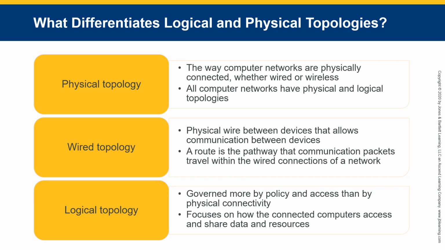Now, wire topology is the physical wires between the devices, and a route is the pathway that the communication packets travel within the wire connection. So those are some things you're going to have to look at there. Logical topologies are governed by policies such as ACLs, routes, VLAN tags, something other than the physical connectivity. These are done by software enhancements to the network that allow the computers to be focused on how to share access and resources in a controlled manner.